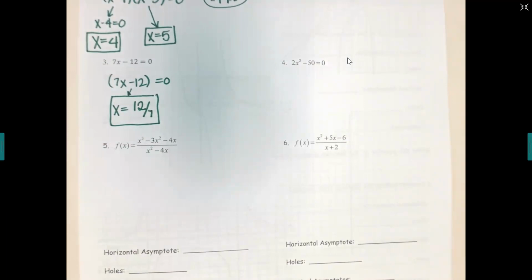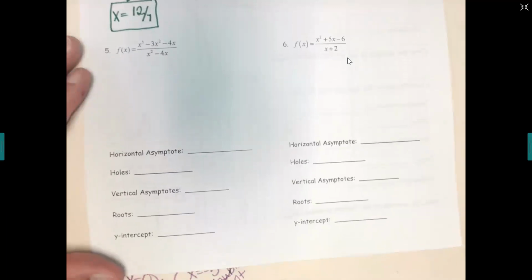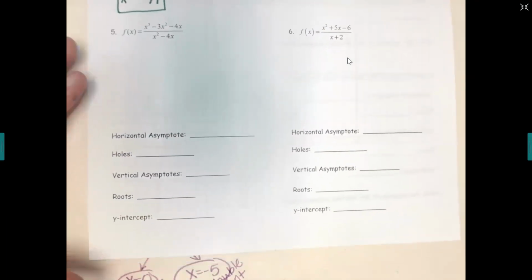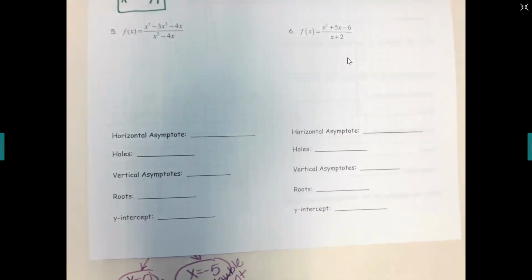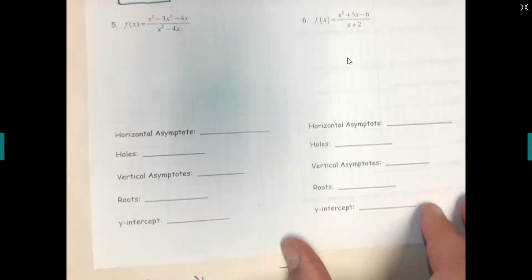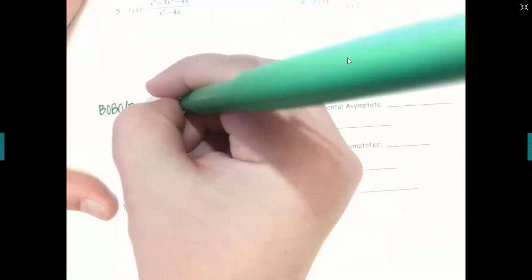Want to do 5? Yeah. Okay. Number 5, you're finding the exact same features over and over and over again for this test. You got to know what each number does. Okay, for number 5, for horizontal asymptote, what rules are we using to determine the asymptote? Remember the names of them? Yes, BOBO? BOBO, BOTN, and BOTN.